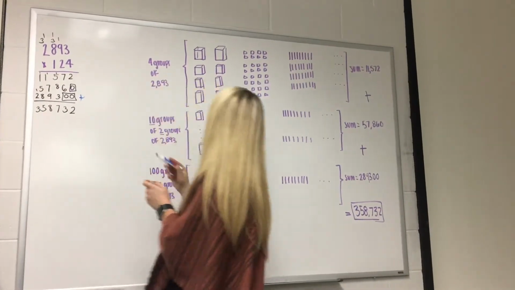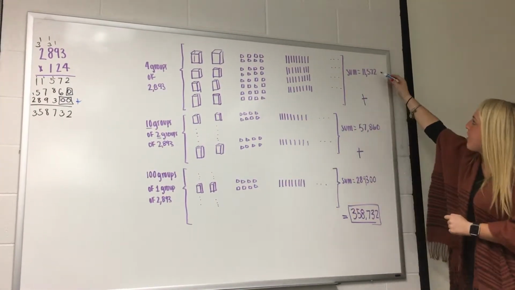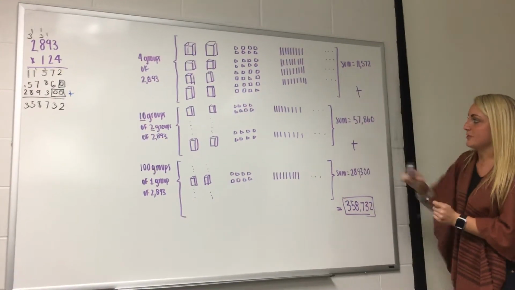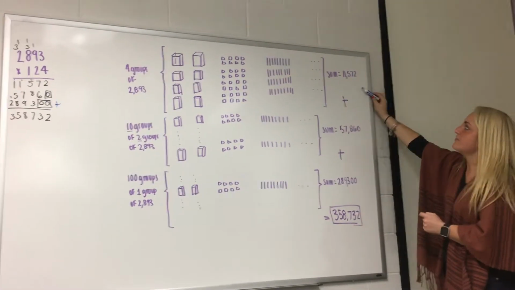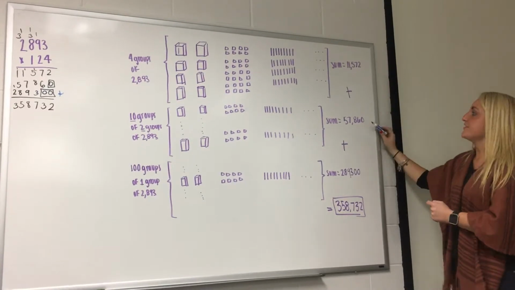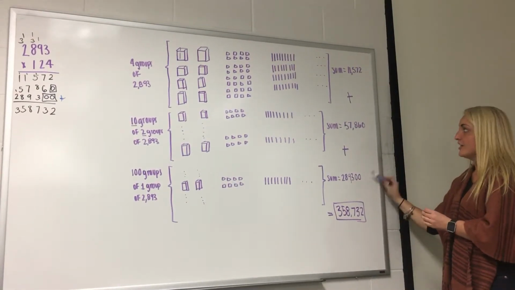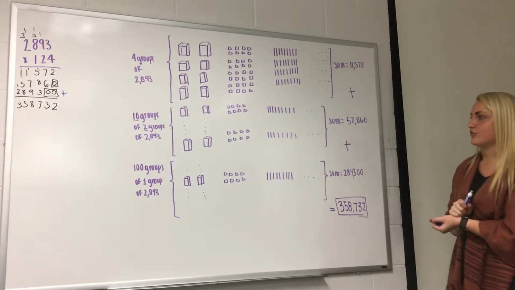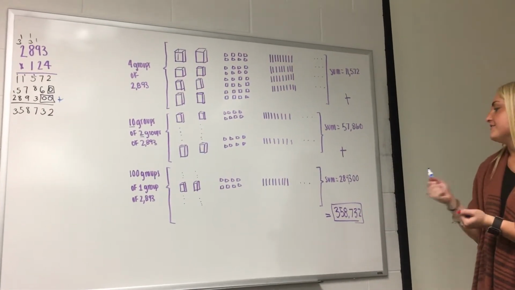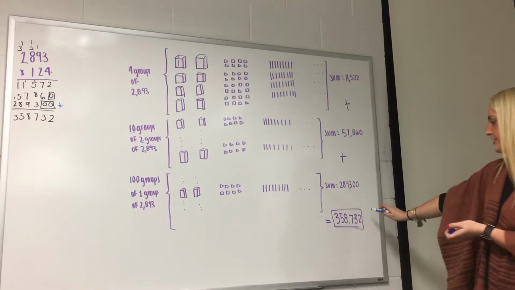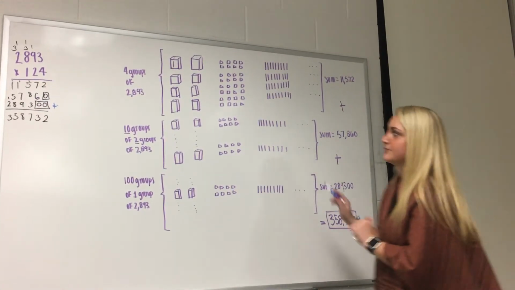Then finally, like we do over here, we take all of these steps and we add them all together. So we're going to come over here and we add up all of the individual group sums that we have made. So we do the 11,572 plus the 57,860, plus 289,300. When we add all those up, we get our grand total of 358,732 in our visual demonstration over here.